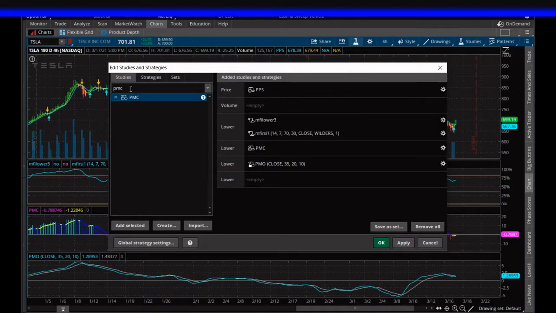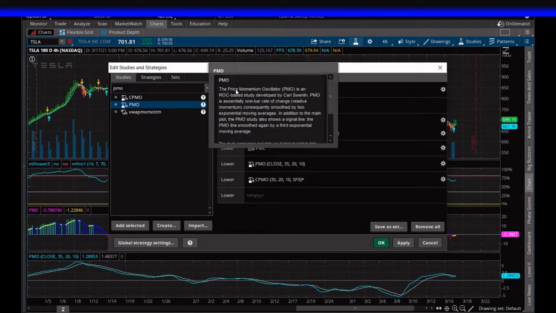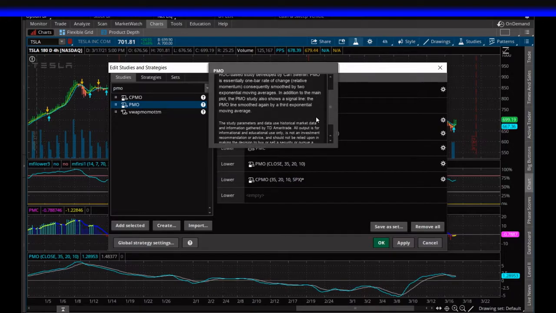And the PMO. And whatever the CPMO is, let's add that in there too. The Price Momentum Oscillator is a ROC-based study developed by Carl Swenlin. PMO is essentially one-bar rate of change, relative momentum, consequently smoothed by 2 exponential moving averages. In addition to the main plot, the PMO study also shows a signal line. The PMO line smoothed again by a 3rd exponential moving average.